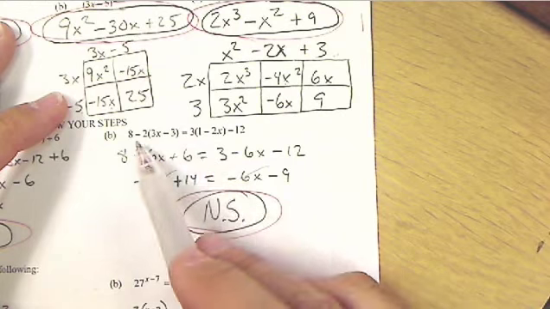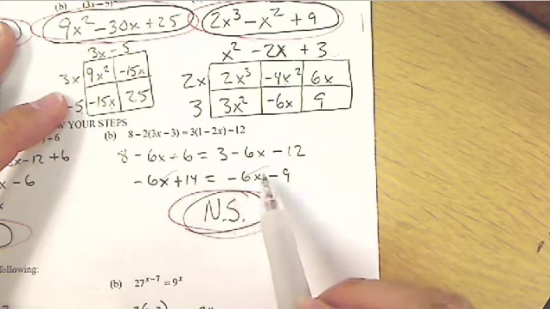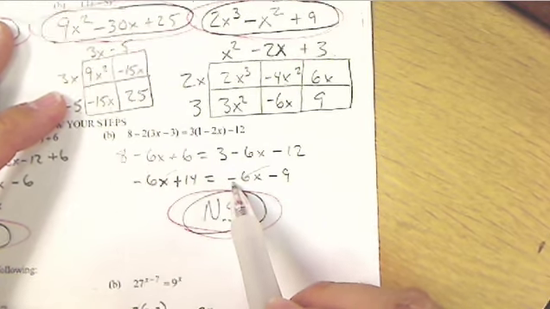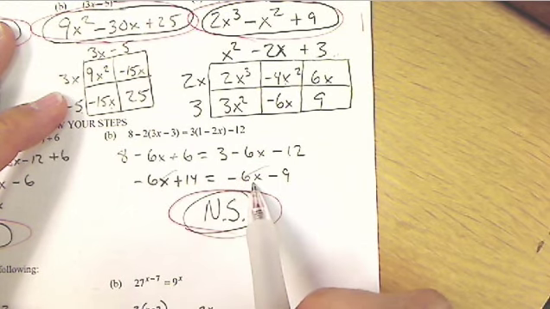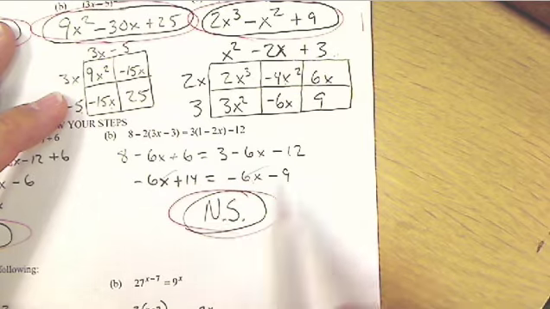This one's no solution, because after you distribute and combine like terms, you end up with negative 6x and negative 6x on this side, and when you add 6x, they both disappear, and you're left with something that's not true, so it's not equal. No solution.